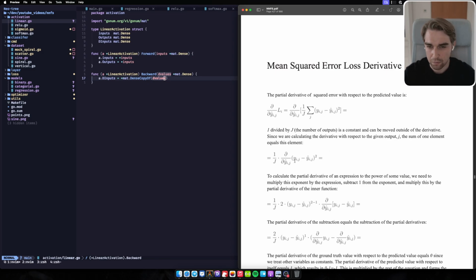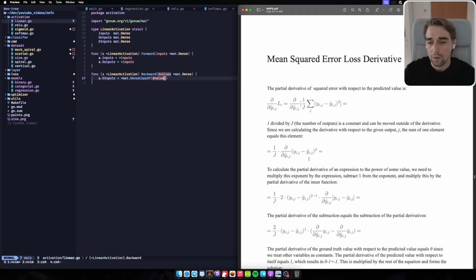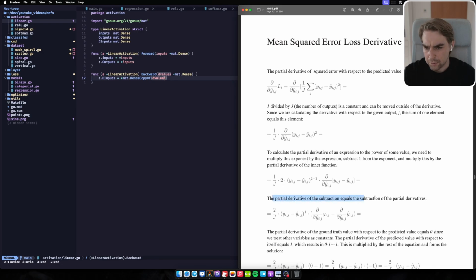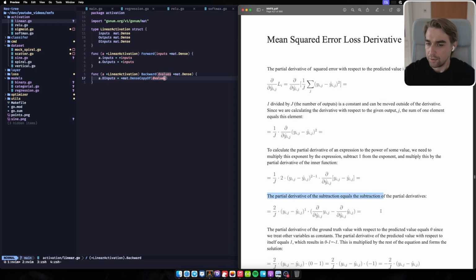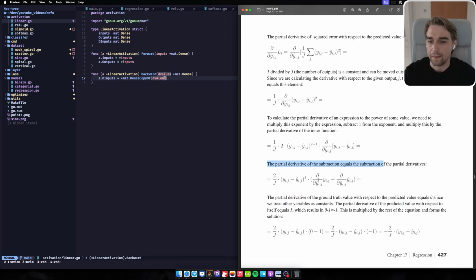I'm not sure if my explanation makes sense. Then we need to calculate the derivative of this. That will be 2 multiplied by this one. Yes, and then we multiply by the derivative of the value inside. The partial derivative of the subtraction equals the subtraction of partial derivatives. Okay, this will convert into the value itself, and that will turn into the 1, right?